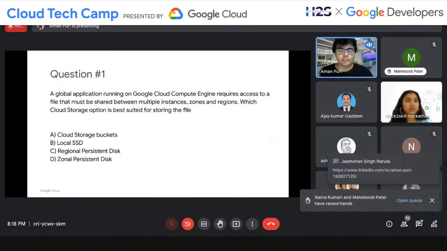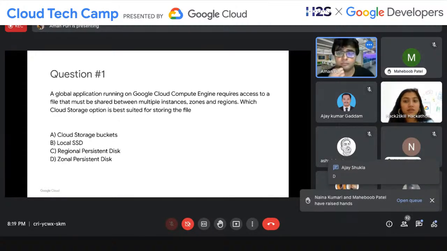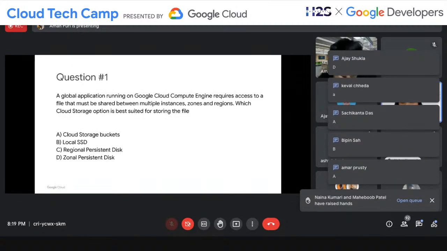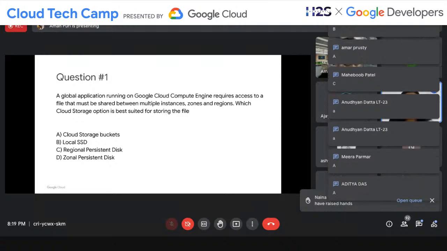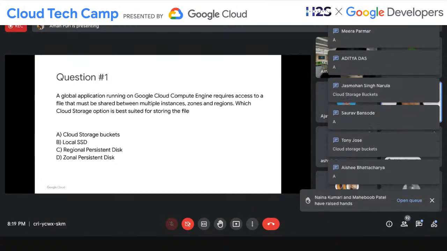A global application running on Google Cloud Compute Engine requires access to a file that must be shared between multiple instances, zones, and regions. Which cloud storage option is best suited for storing the files? Okay, guys, let's get to the answers. A lot of them are saying C. Let's see which is the answer.